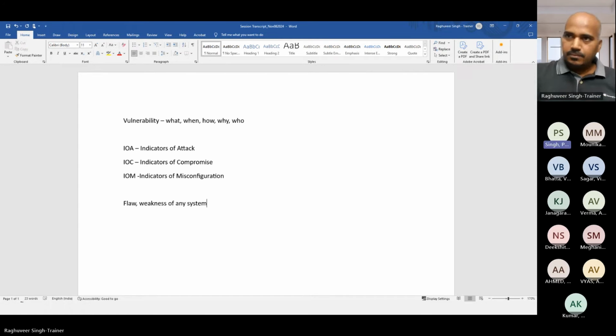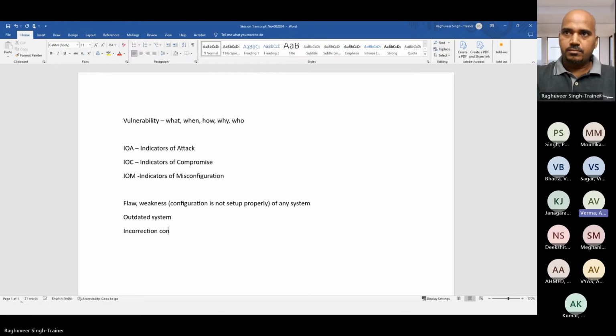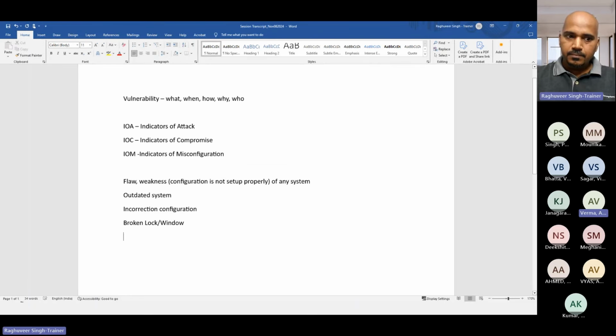What is weakness here? We can say that the configuration is not set up properly, or the version we are using for a software or any other application is not updated. In layman terms, something which is not correct or right as it should be. A broken window, a broken lock is a vulnerability for thieves. They can easily get in. For laymen, we can say this example.